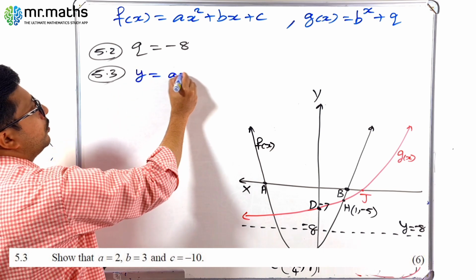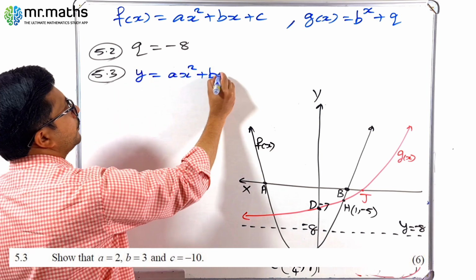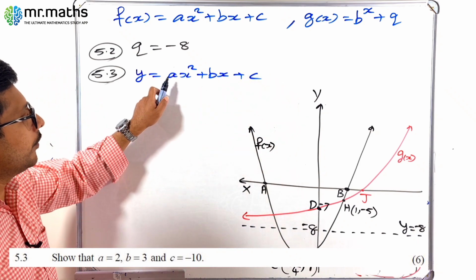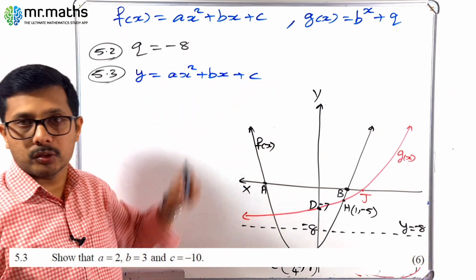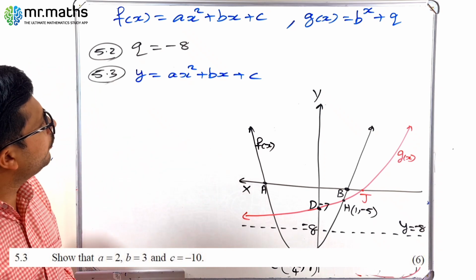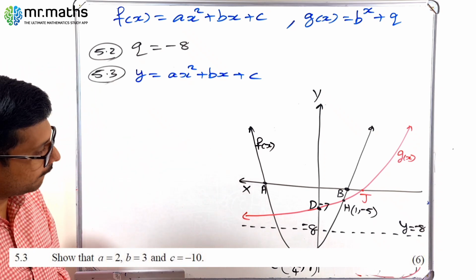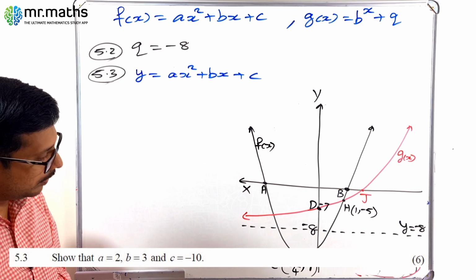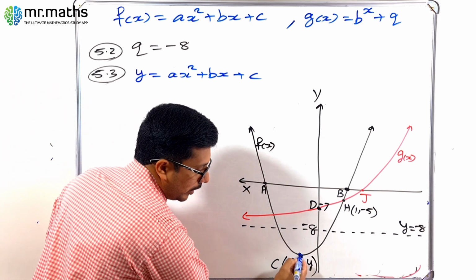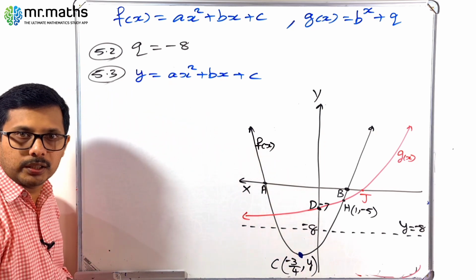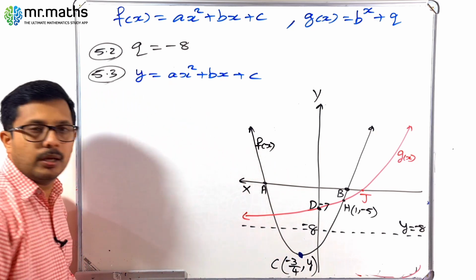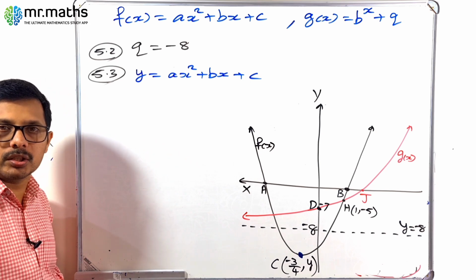Y is equal to ax square plus bx plus c, and you have to show that the values of a, b, c are those in the question. So here, how can we show that one? What is given? Look at this one. What is the name of this point? It's a turning point. Here we can see that its x value is minus 3 over 4.